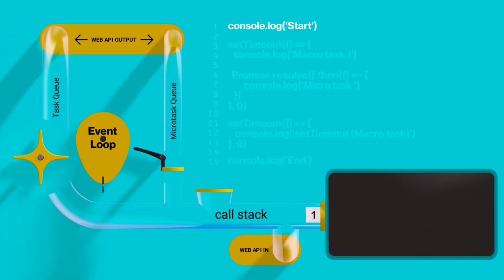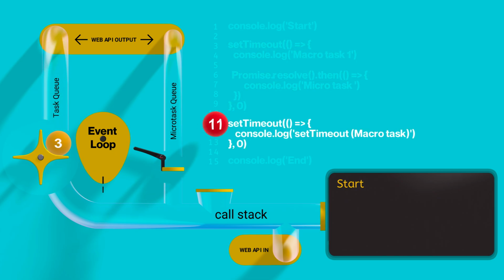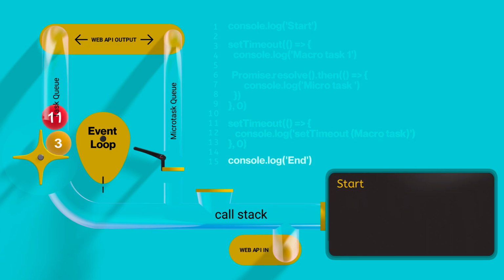The synchronous code runs first, so we see start. Two Macrotasks, setTimeout, are scheduled. They are sent to the Web API and later moved to the task queue. The last synchronous line executes and we see end. Since the call stack is now empty, the event loop begins. It first checks the Microtask queue, but it's empty. It moves to the task queue and allows only one Macrotask into the call stack.